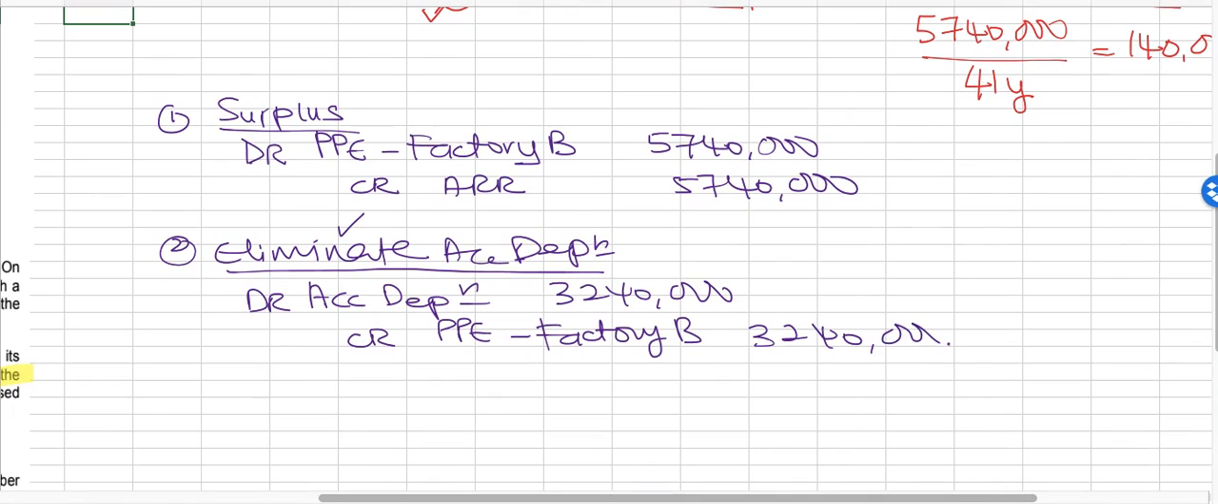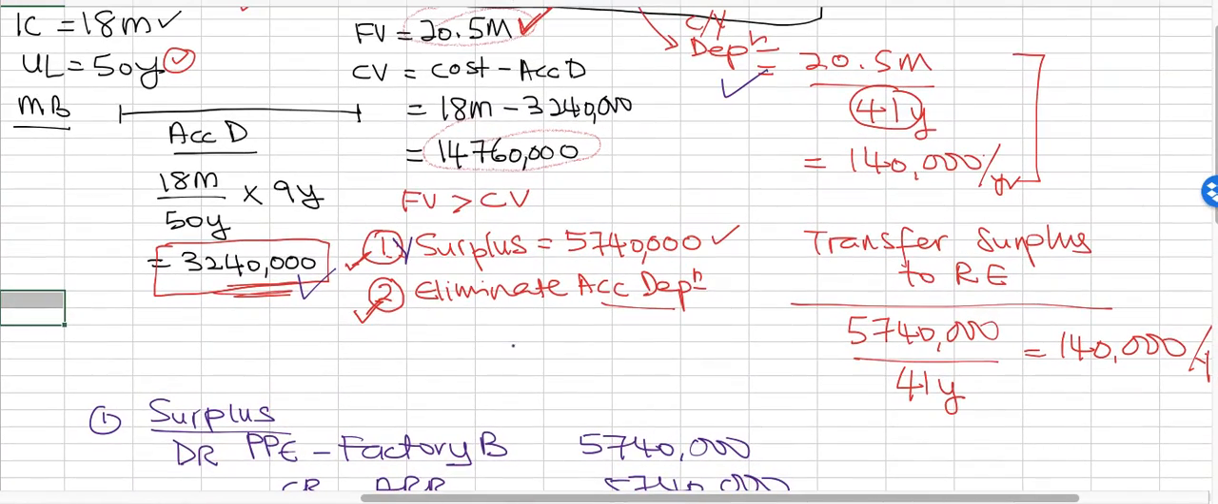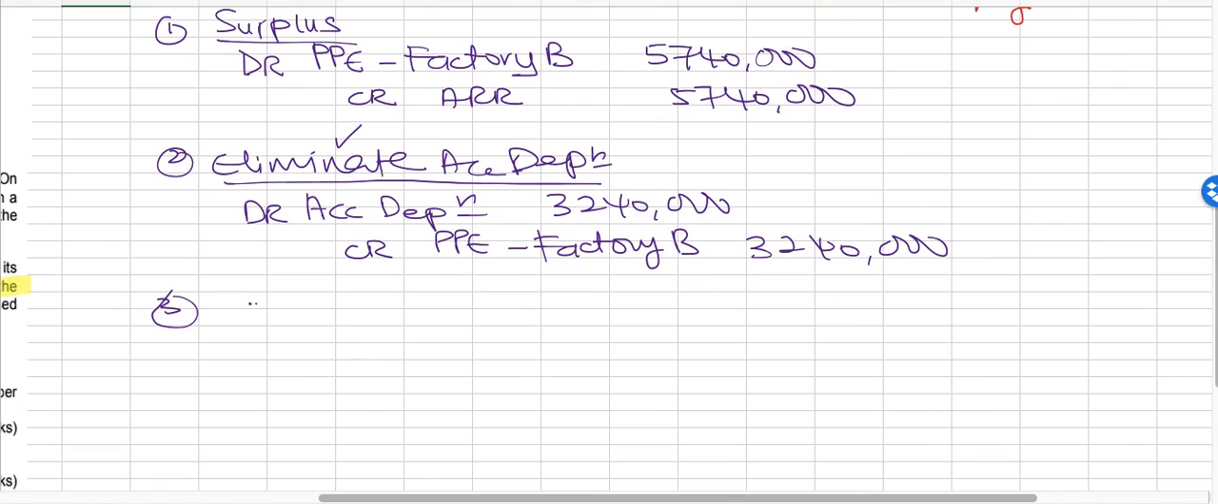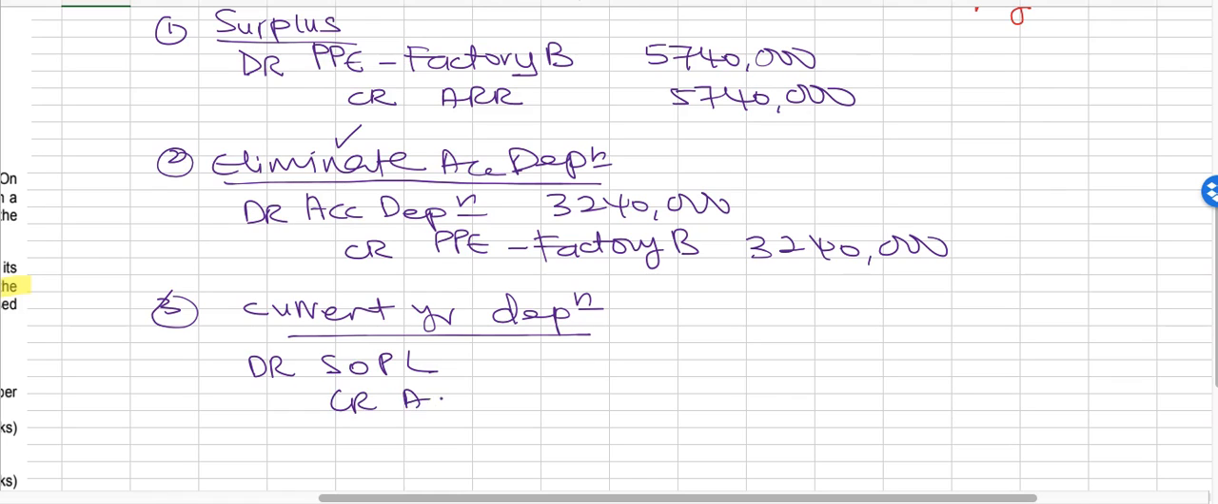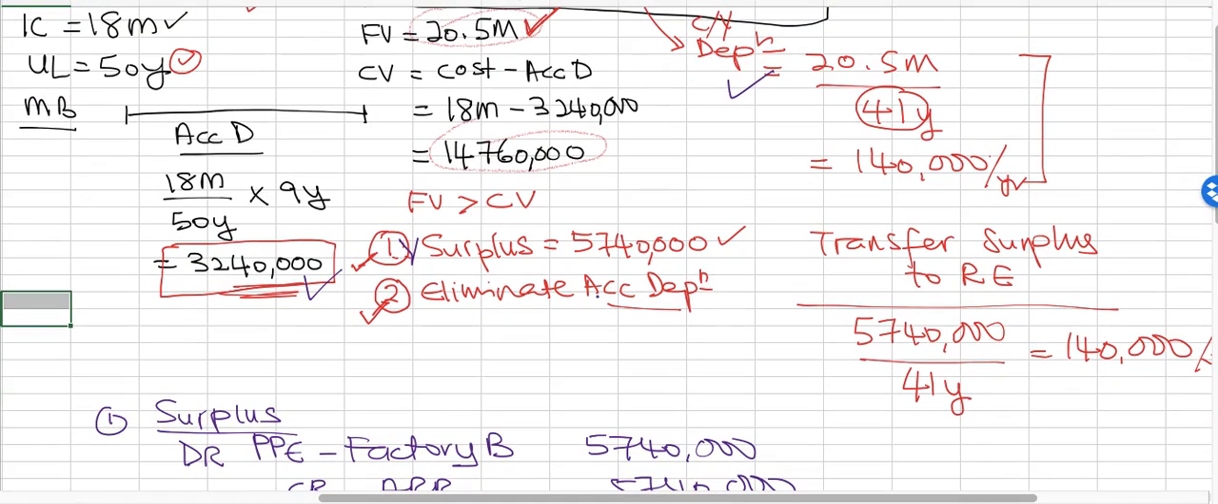Alright. Next entry is on the depreciation here, 140, the current year depreciation. So you debit your SOPL and you credit the accumulated depreciation on the factory B. The amount is 100.